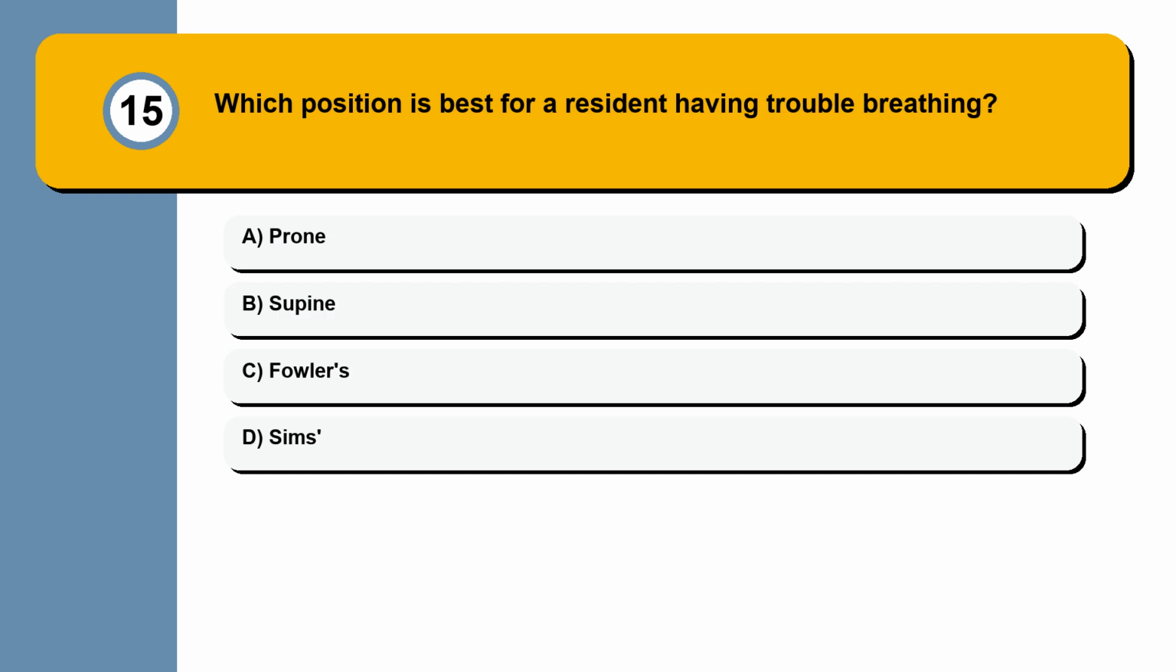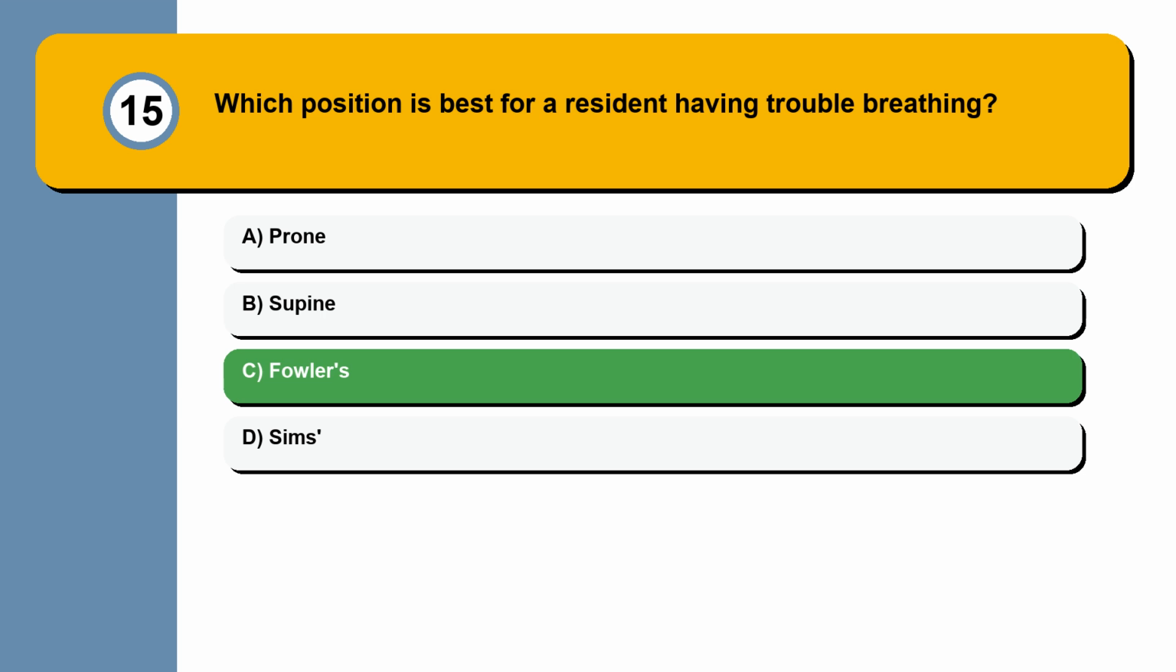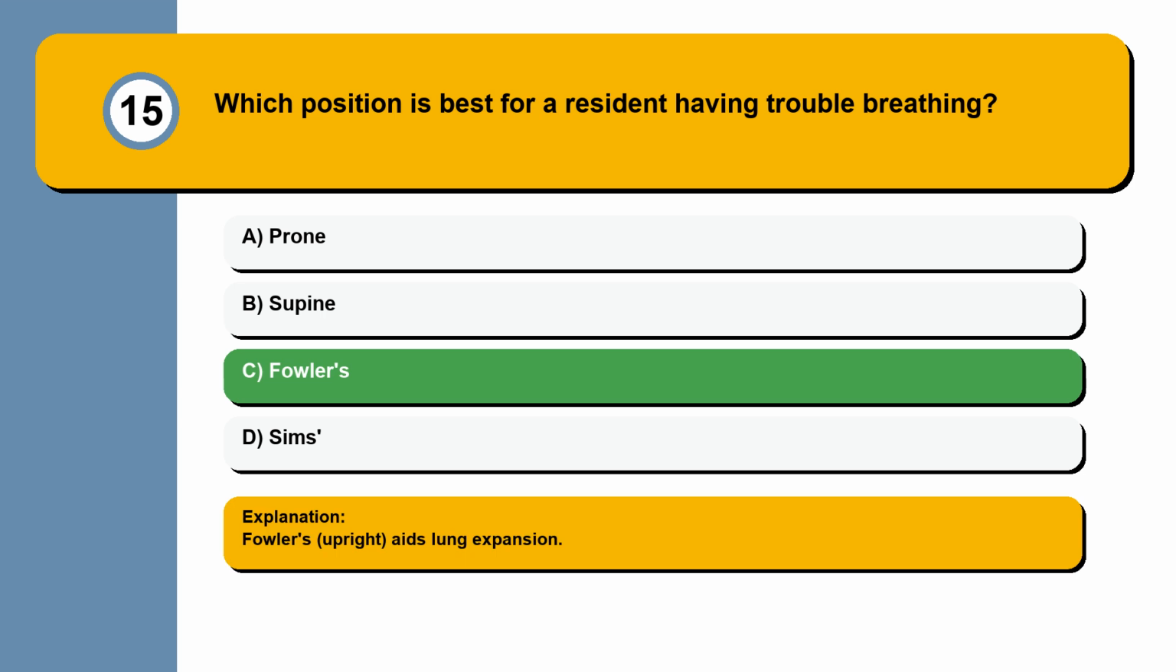Question 15. Which position is best for a resident having trouble breathing? Prone. Supine. Fowler's. Sims. Fowler's, upright, aids lung expansion.